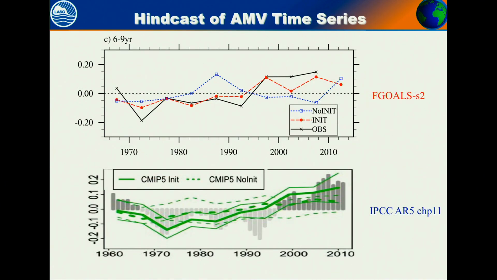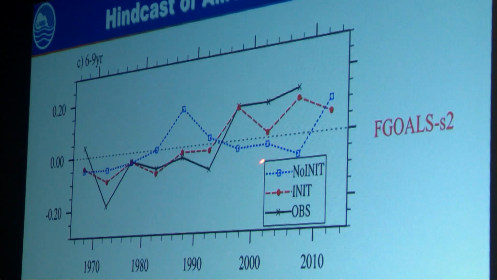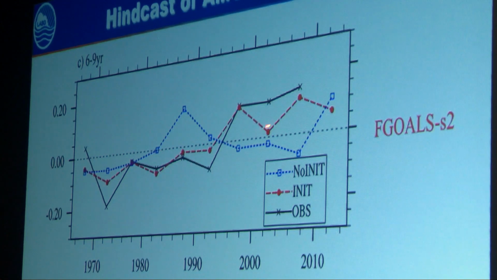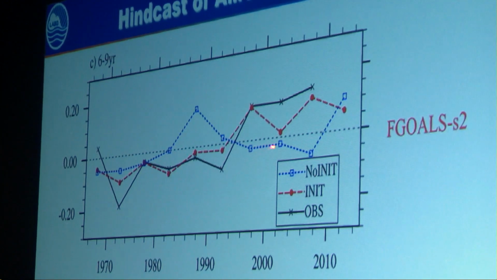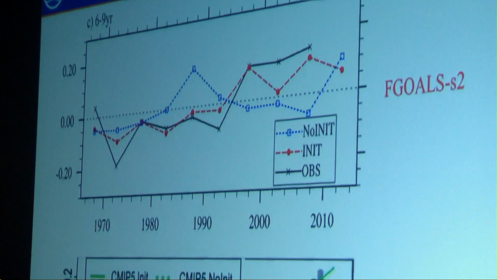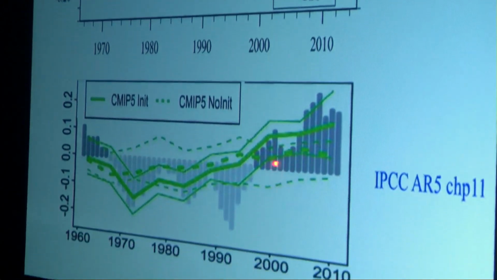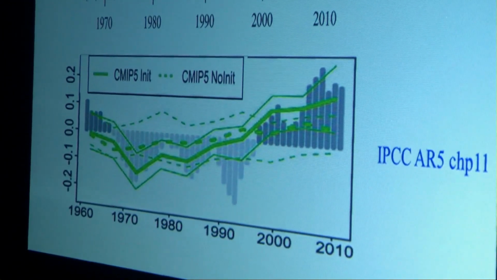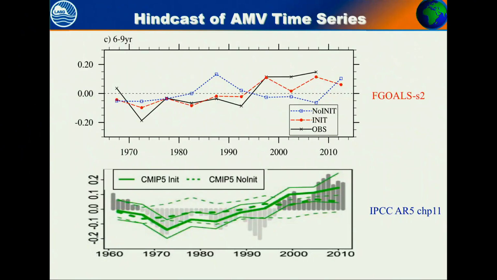We also show the AMV time series here. Again, the blue is for the non-initialized hindcast. The observation is here, and here is the initialized simulation. It resembles the observation. The result is better than the blue line. And again, here are the results of the multimodel ensemble of CMIP5. We can find nearly similar stories.